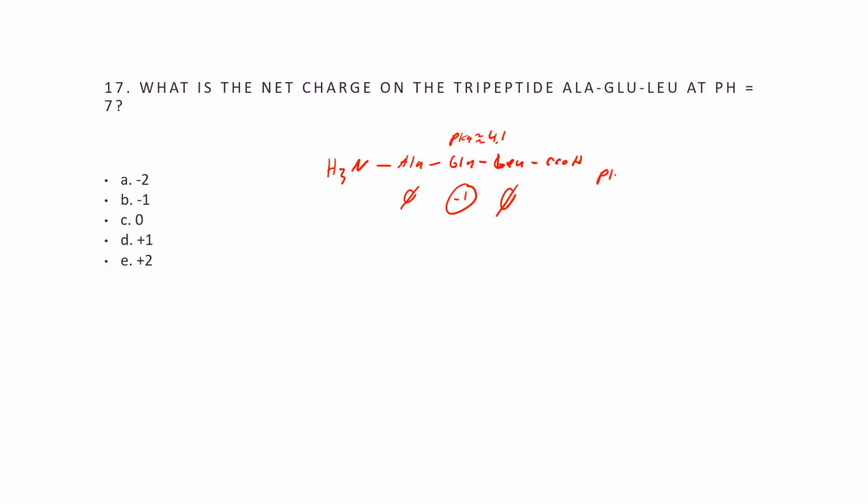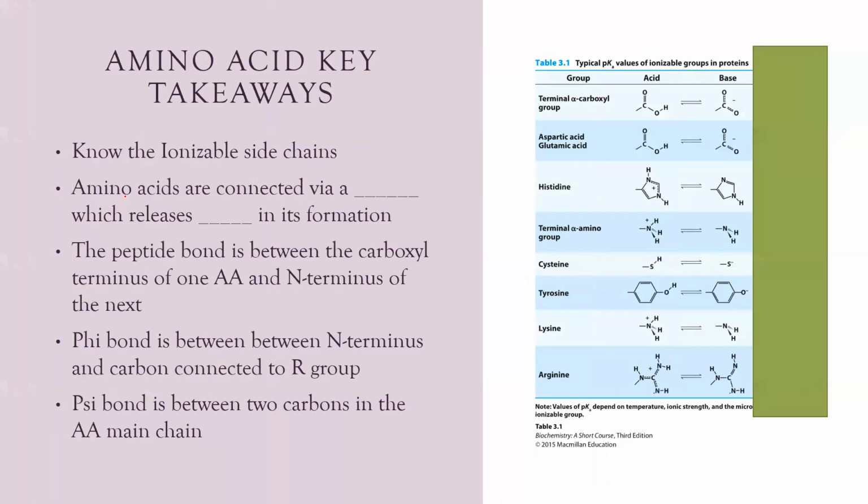What's the pKa here? 3. So is this going to be protonated? What's the pKa here? Is it going to be protonated? Okay. Plus 1 minus 1 is 0. Minus 1 is minus 1. Make sense? Any questions? Okay, so know the ionizable side chains.